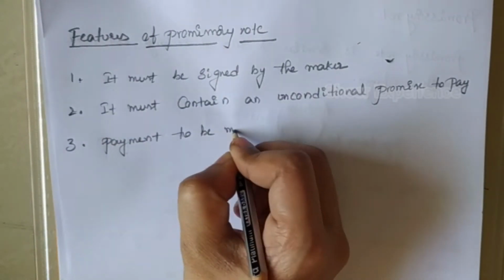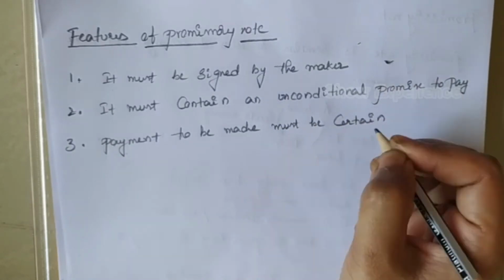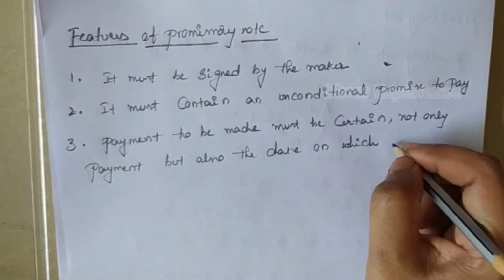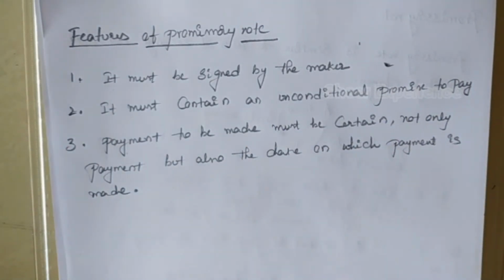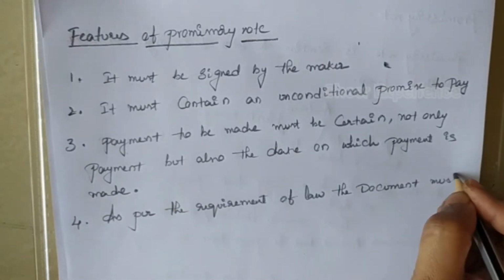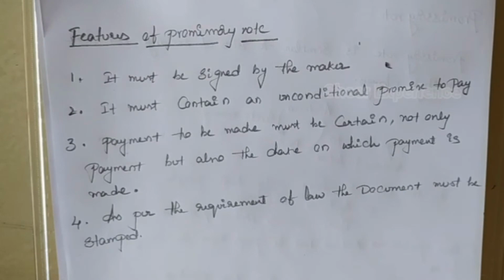The third feature is payment to be made must be certain. Not only the payment but also the date on which the payment is made. Same like bills of exchange, here also we should mention the payment details and the date on which the payment is made. Our fourth feature is, as per the requirement of law, the document must be stamped.